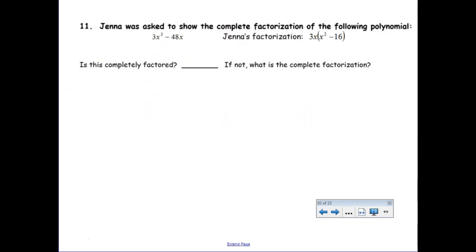Alright, so we're still going to be on part 1 of the test here. And Jenna is going to be asked to factor this polynomial. And she did. This is her answer. And if I was grading Jenna's test, I would have circled this and written something like, keep going. Because Jenna's not done.